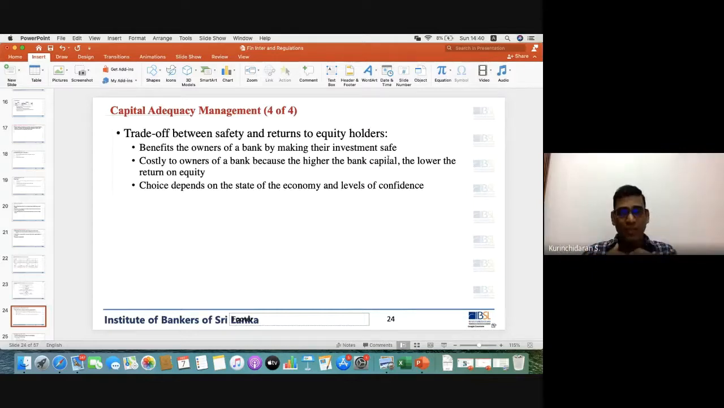You should have both. Because if you think only of more safety, nobody will come and invest in the bank, because they will think that if you ask for more and more capital, they don't get more return, right? So there should be a trade-off that is beneficial for both safety and return. It benefits the owners of the bank by making their investment safe, right? So if the bank is safe, the investors' investment is also safe. We have to think of that as well. It is costly to owners of the bank because the higher the bank capital, the lower the return on equity, right?